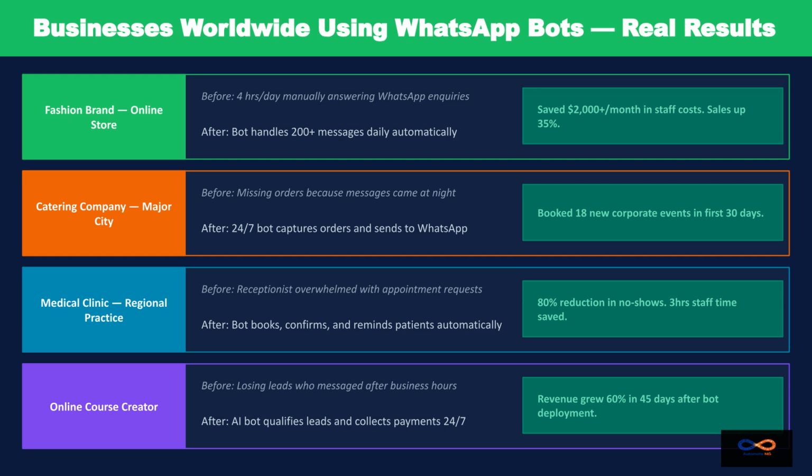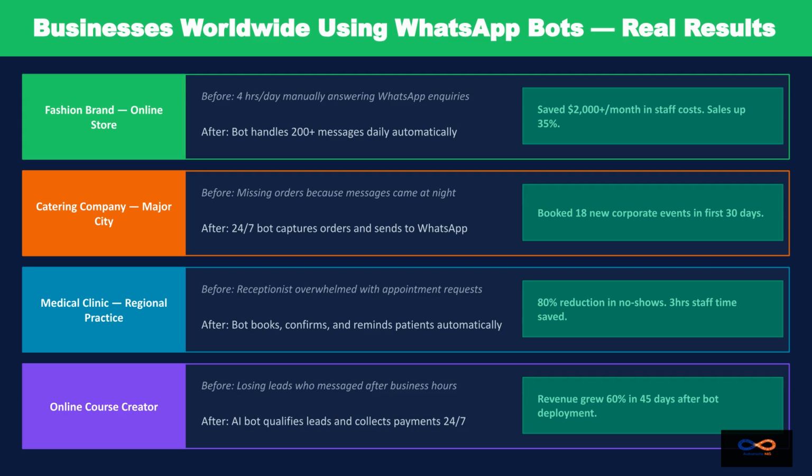4 real businesses, 4 transformative results. An online fashion store automated their product inquiries and cut customer service costs by over $2,000 per month while increasing sales by 35%. A catering business booked 18 new corporate events in 30 days using a 24/7 order capture bot.